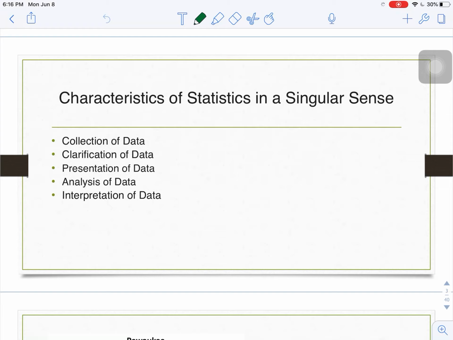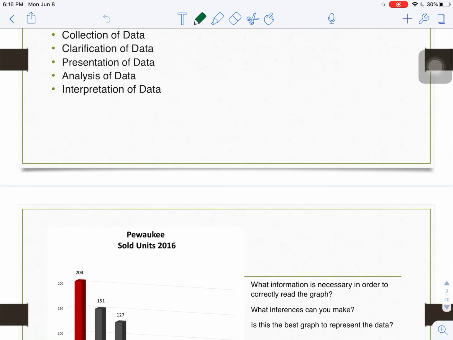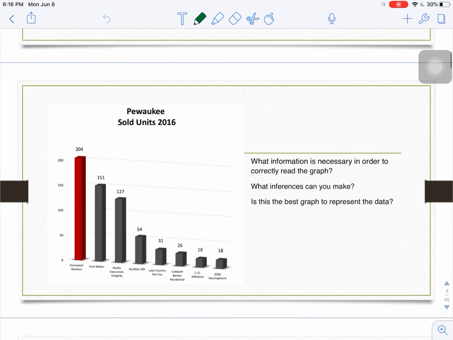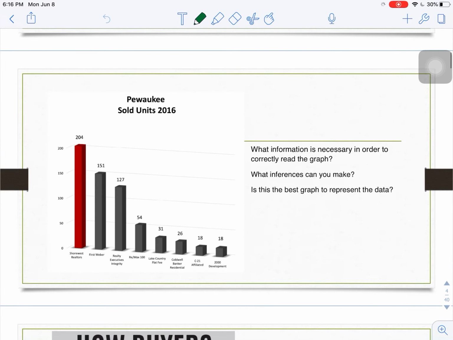In a singular sense, we're looking at a collection of data, classification of data, presentation, analysis, and interpretation of data. I always love talking about the interpretation of data because depending on the parameters that you're using, it's a really loose definition as to what is statistically significant.